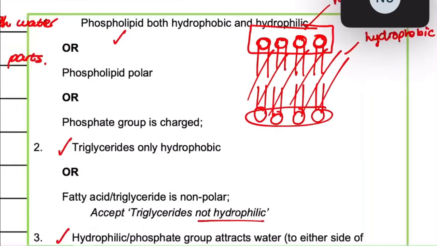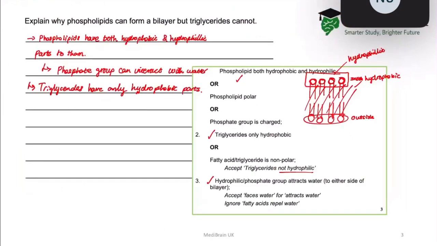So if we think about this, we'll say that this is the outside of the cell, facing outside, and this is facing the inside of the cell. Inside you're going to have fluids, so those phosphates can interact with the fluids, and outside you're going to have a bit of water, so the outside of your plasma membrane is going to interact with that water. So that's how you would answer that question.